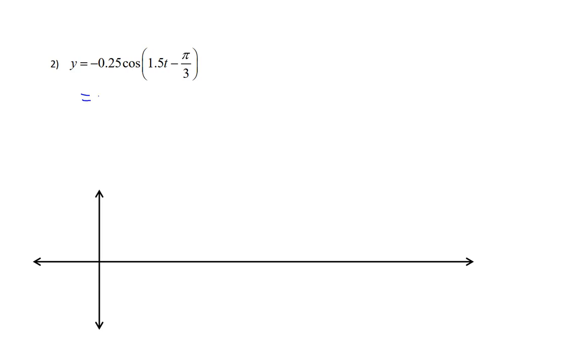So first of all, we're going to rewrite this because of what we see inside the parentheses after the cosine. Remember, we need to be able to identify what that omega value is.